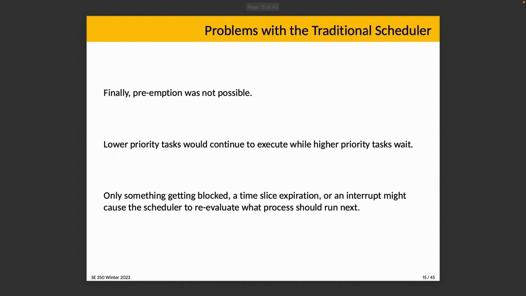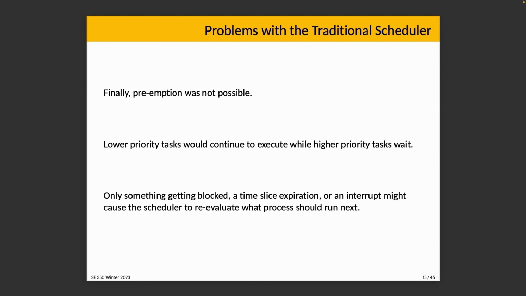And preemption didn't work as expected either. Lower priority tasks would continue to execute while higher priority tasks would wait. Only something getting blocked, a time slice expiration, or an interrupt might be a trigger to cause the scheduler to reevaluate what process should then be executing. So all of those things were not very ideal for a modern symmetric multiprocessing system.